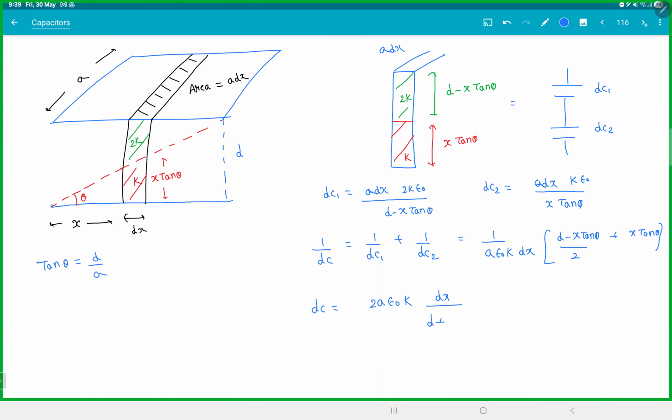By d plus x tan theta. C1 series, C equivalent, integrate this to a epsilon k, dx by d plus x tan theta. Limits will go from 0 to a. Tan theta comes out. This will turn out to be 2f square epsilon k by d. You'll get ln 2. You can check it out.